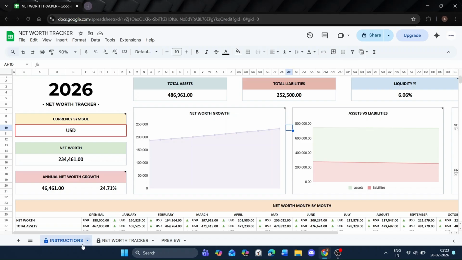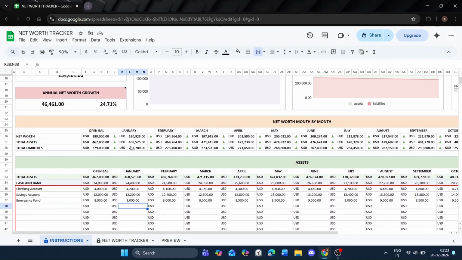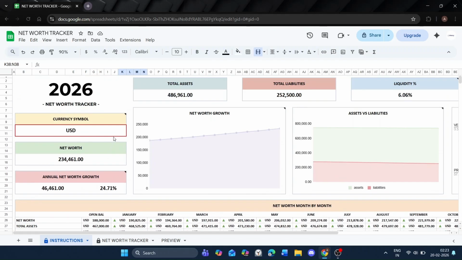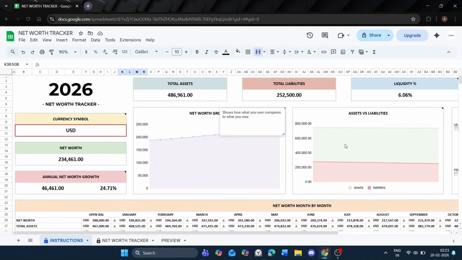As you can see, the first tab is the instruction tab, so you don't have to do anything here. This tab is here just to show you the cells in which you can enter information, or the cells which you can edit. The red cells are the ones you can edit. Also, throughout this tab, there are different notes.